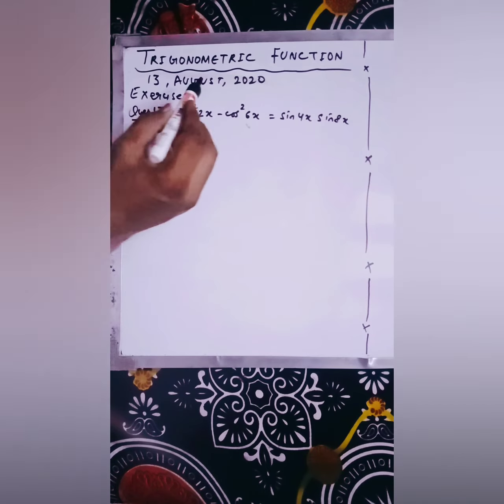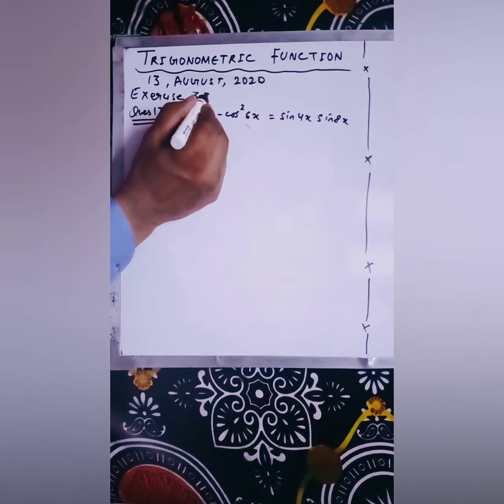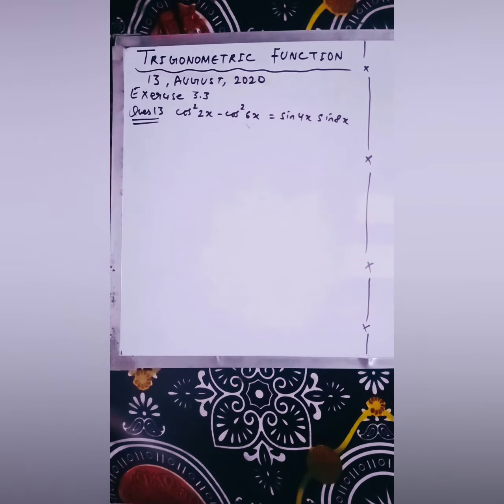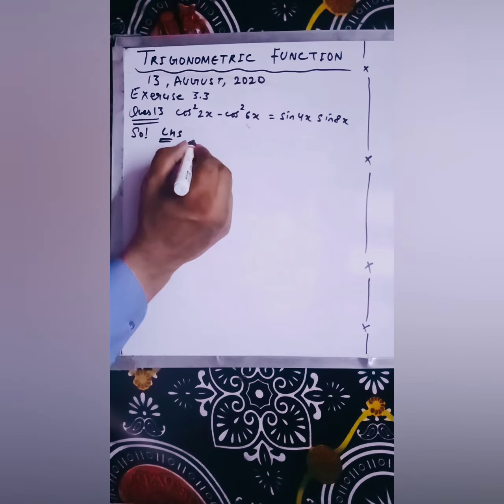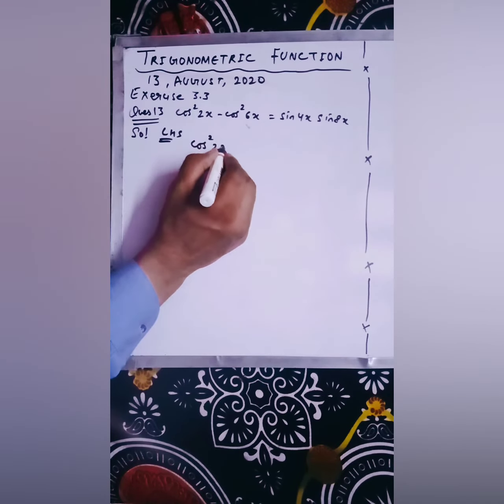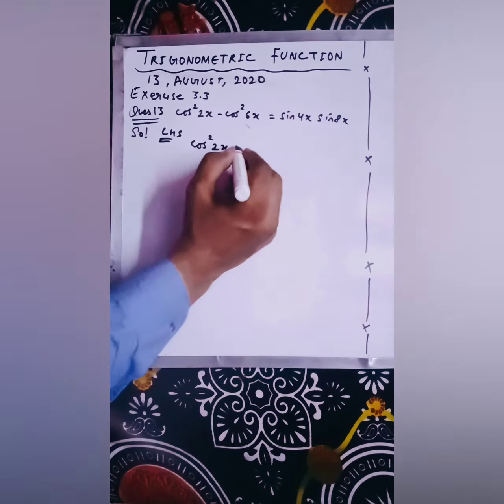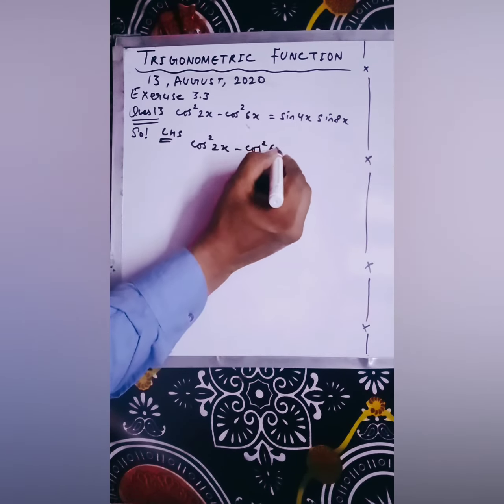Today we will start question number 13 of exercise 3.3. Okay, question number 13 I'm solving here. This is given to us, and using this we have to prove that this is equal to this. So here I am taking the left hand side: cos square 2x minus cos square 6x.